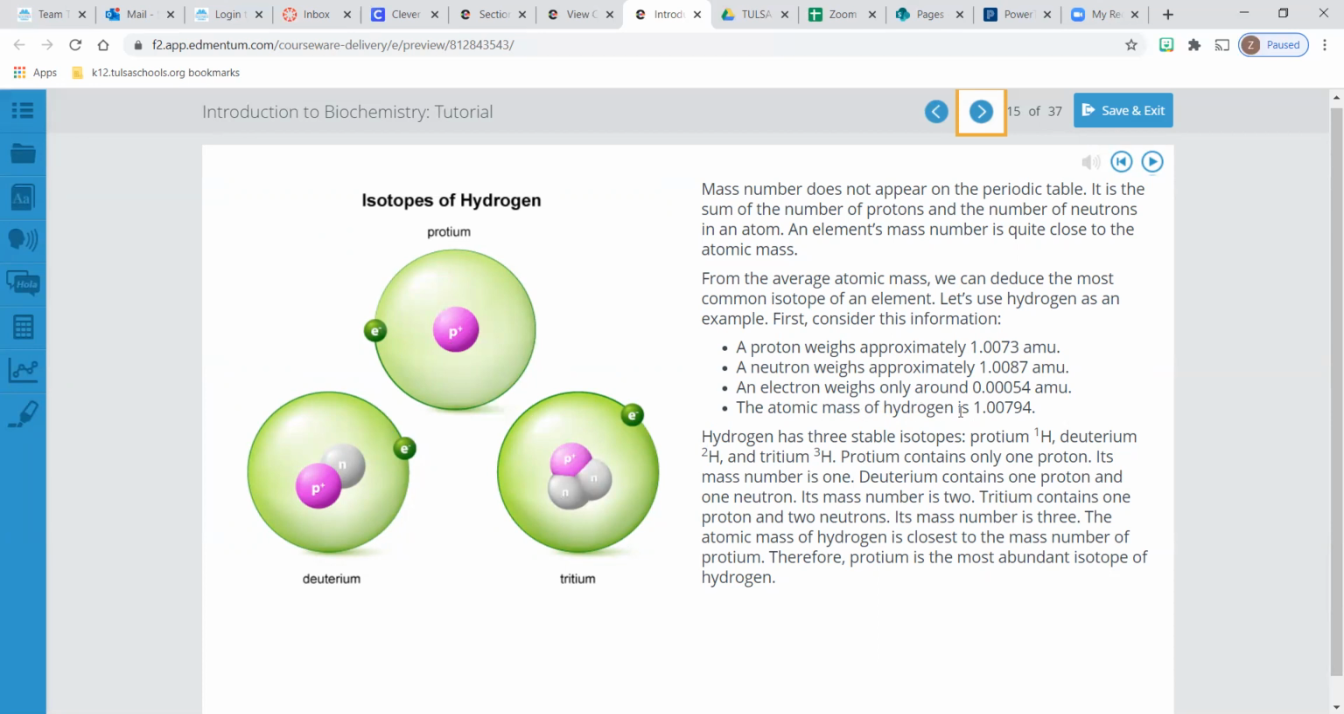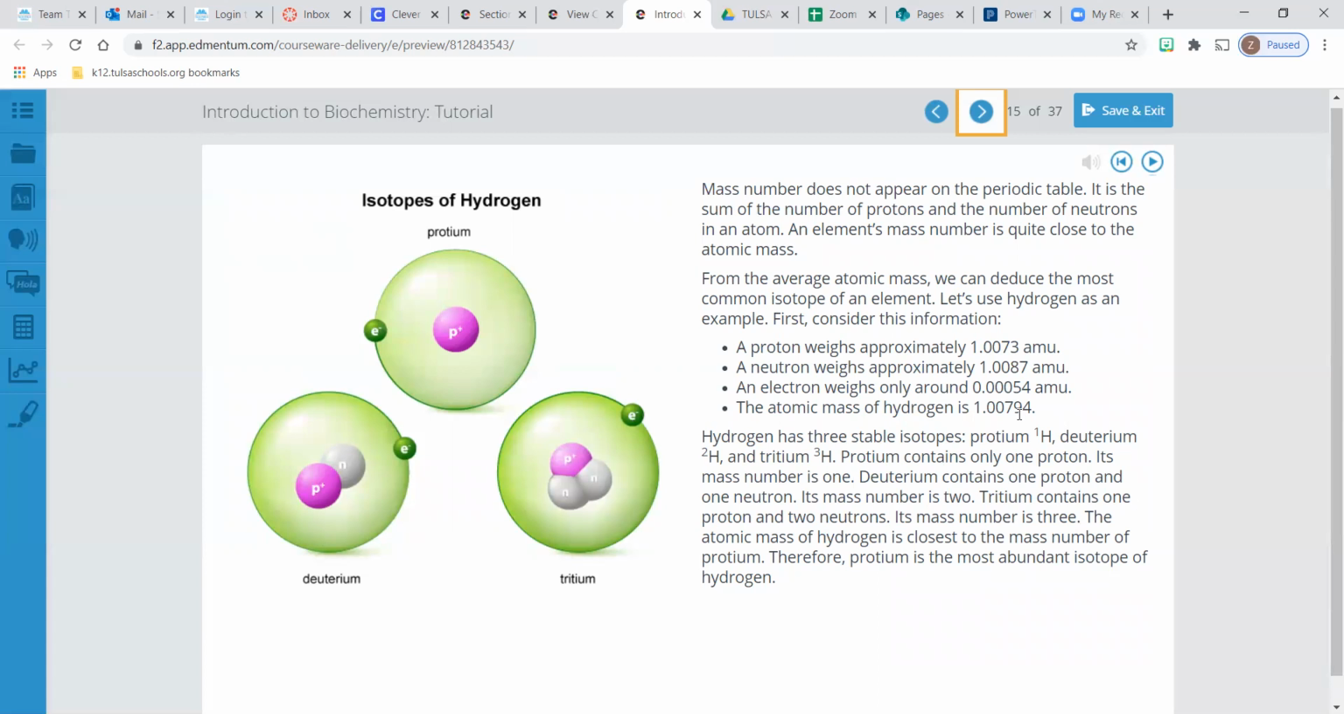The atomic mass of hydrogen is 1.00794. So what number is closest to that? Hydrogen has 3 stable isotopes: protium, deuterium, tritium.